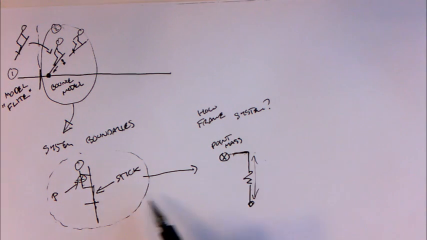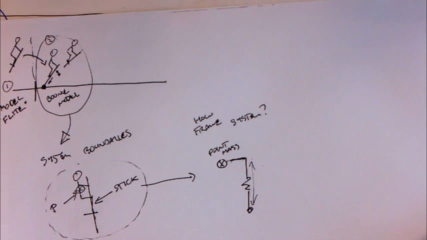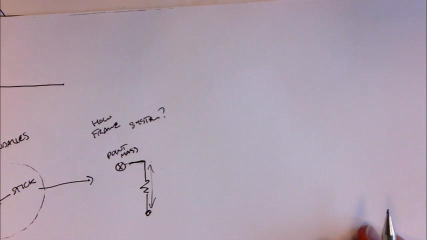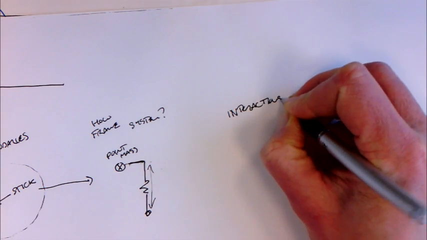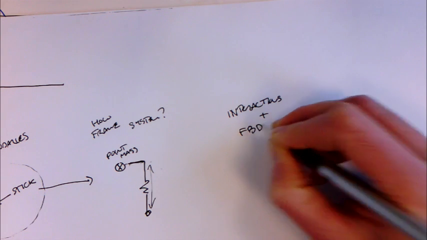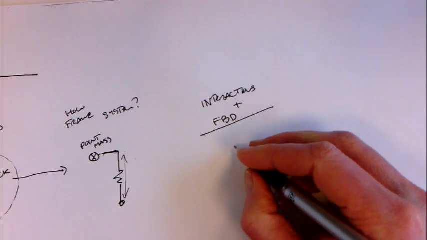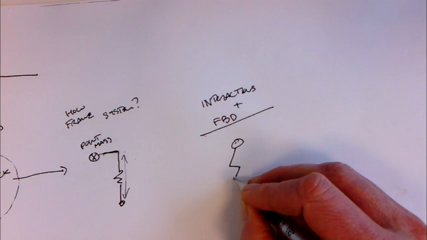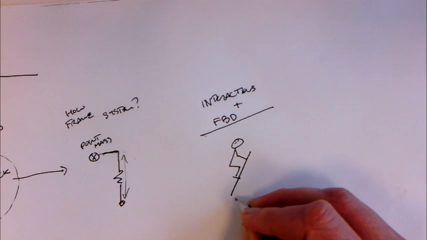All right, so we've got some idea of what the system boundary is. We're framing the system as a single point mass. So now let's think about what the free body diagram looks like for this, what the interactions are and what the free body diagram is. And I'm going to combine those two things together because I think that drawing the free body diagram helps me to think about what the interactions are. So I'll draw the actual person again with the pogo stick.